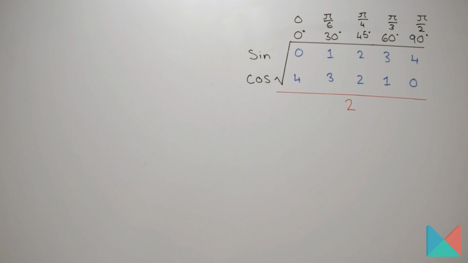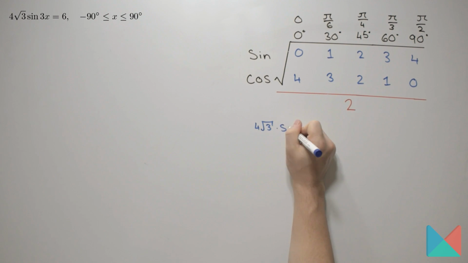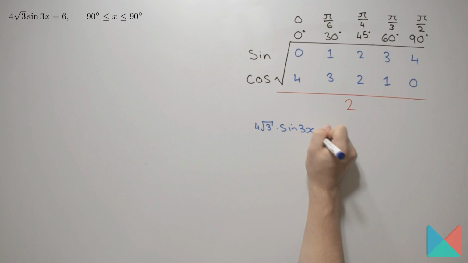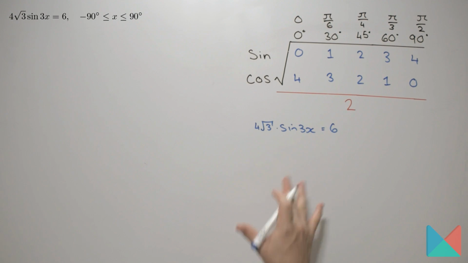In this video, we're going to pick up where we left off from last video and complete some harder examples involving solving trigonometric equations. So starting with our first example, let's just rewrite it to the side. We're solving 4 root 3 times sine of 3x, which equals 6. And we're solving for the x values between negative 90 degrees and 90 degrees.